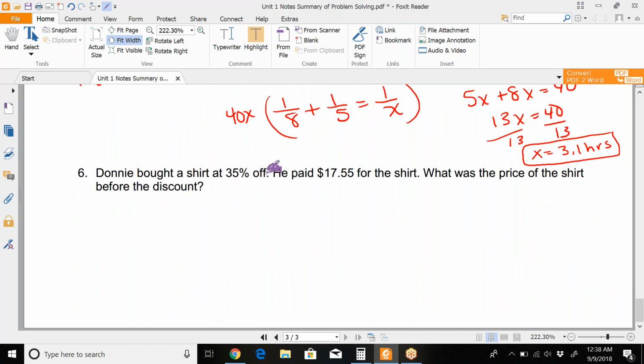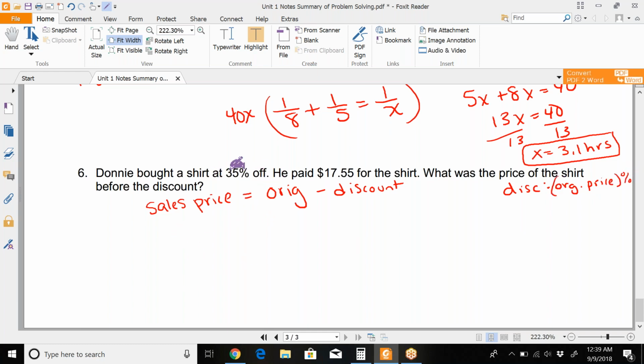Donnie bought a shirt at 35% off. He paid $17.55 for the shirt. What was the price of the shirt before the discount? So you have this thing called sales price when you have something on sale, and it's always the original price minus the discount. A discount is always the original price at a percent. So it's a percent times the original price.